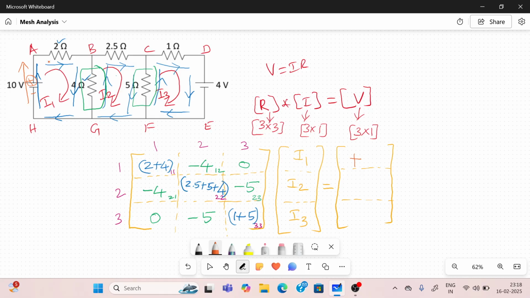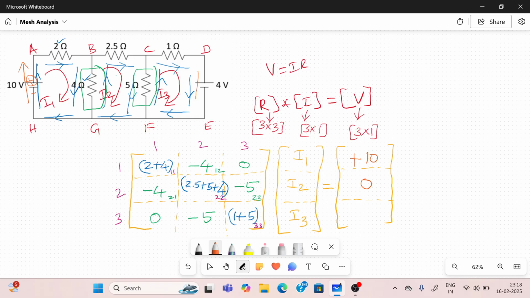So I am looking into the first mesh, so I want to write it as the first row plus 10 volt. There are no other voltage sources in mesh 1. That's all. Next, mesh 2: B to C, C to F, F to G, G to B. There is no voltage source. If there is no voltage source, then put a 0.